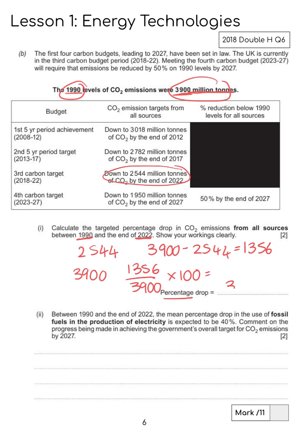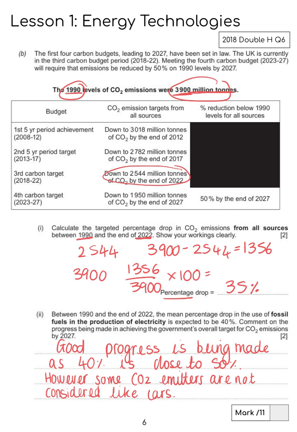And you get 35% if we round it to the nearest whole number. And that's just because nothing else has got decimals in the question, so the nearest whole number sounds sensible. And the last mark talks about how we're predicting by the end of 2022 to have fallen by 40%. However, we're hoping for a 50% reduction.